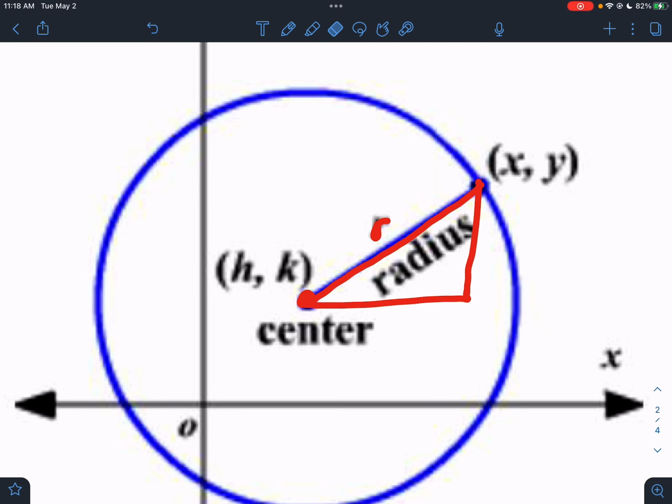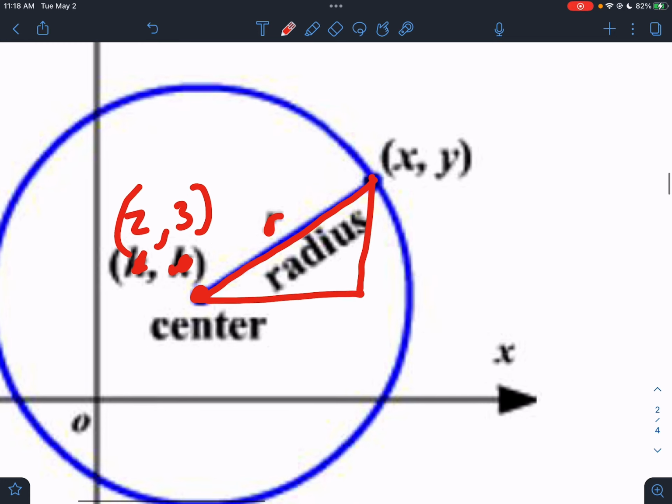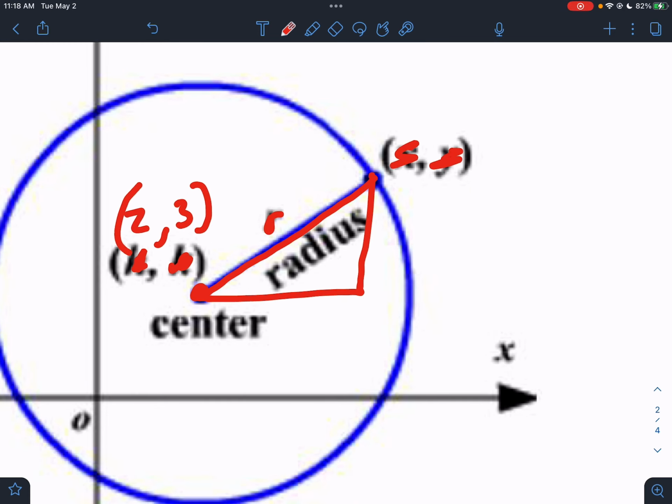I'm going to make up a coordinate. Let's say that it's at 2 comma 3. I don't know where it is, but let's say 2 comma 3. And then let's say that this spot x comma y is at like 4 comma 5. So I'm just making some stuff up, but that's where they are. Oh, let's actually make it 4 comma 6. Okay. So how long is this side? You start at 2, you go to 4, that's plus 2. That's a length of 2. You go 3 to 6, that's plus 3. That's a length of 3.